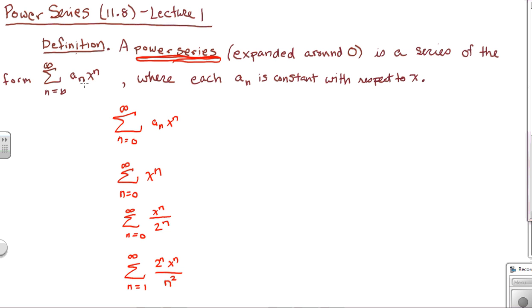And the key question is when do these power series converge? The domain of this is going to be a function of x where that converges. So the domain of such a function is going to be the set of x for which it converges. And that's what we're going to be looking for.